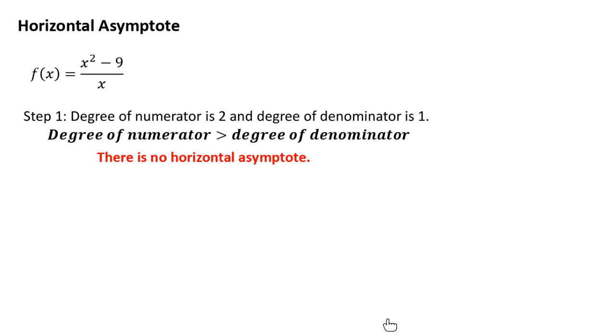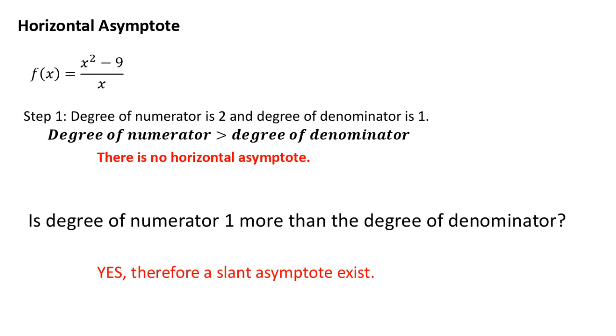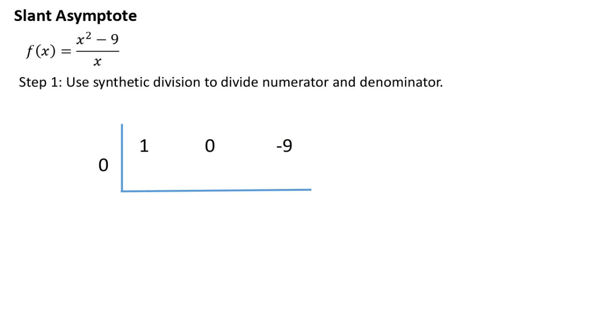So to check for the slant asymptote, we have to ask ourselves, is the degree of the numerator 1 more than the degree of the denominator? And so that is going to be, I have a 2 and a 1. So is this 1 more than this one? And the answer is yes. So that means that we have a slant asymptote. Okay. So how do we find the slant asymptote?